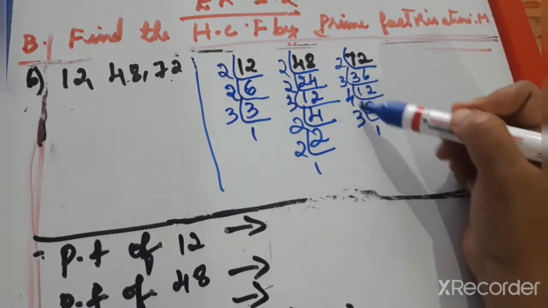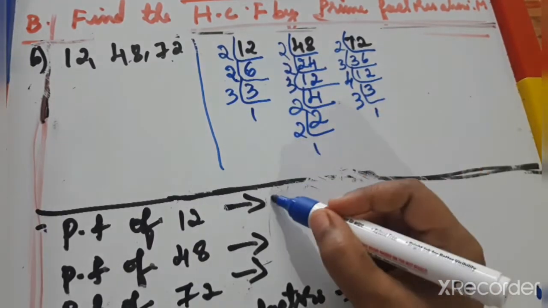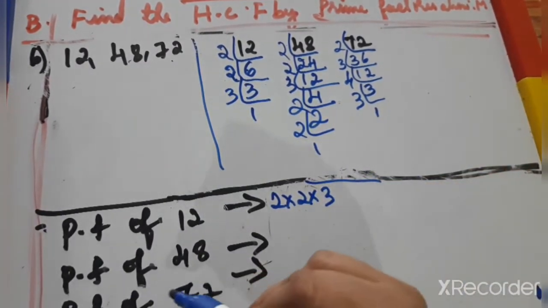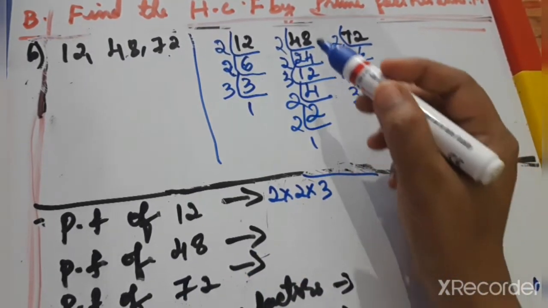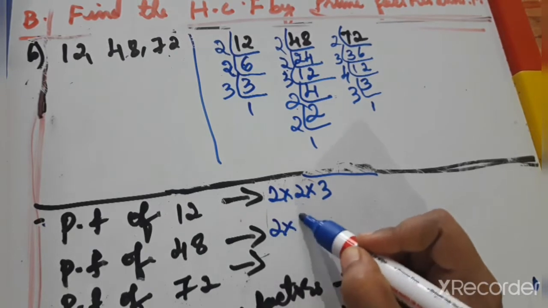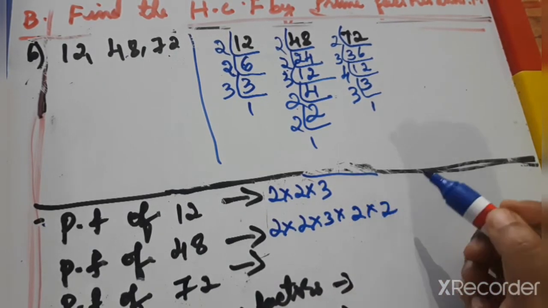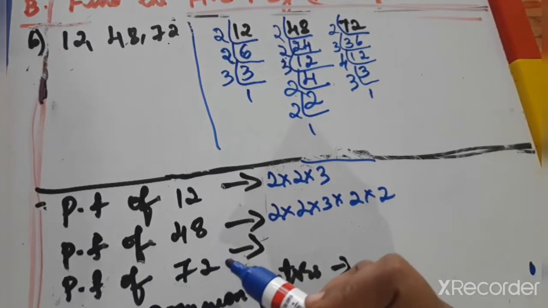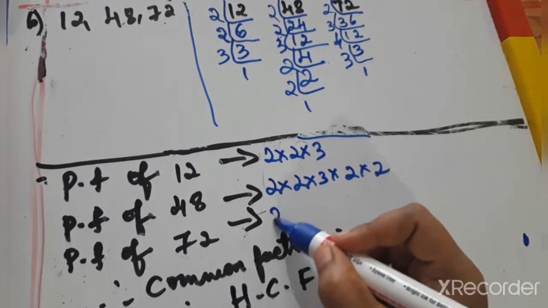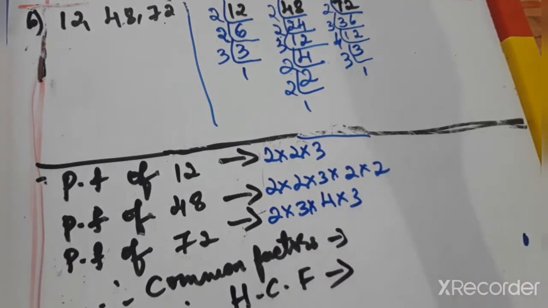We want only prime numbers outside. Prime factorization of 12: 2 into 2 into 3. Then prime factorization of 48: 2 into 2 into 3 into 2 into 2. Prime factors of 72: 2 into 3 into 4 into 3.